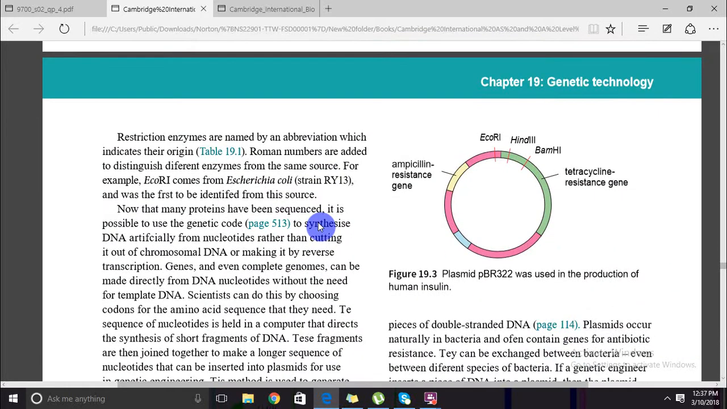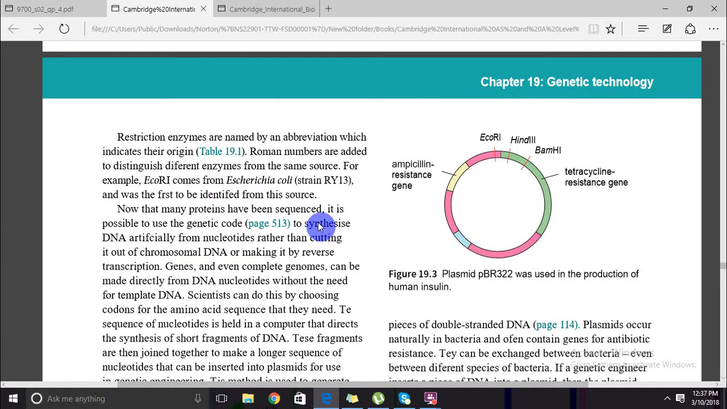So blunt ends are when you cut across the sugar phosphate backbone in a straight line, so you don't get any unpaired short lengths of bases on either side of the now opened DNA.